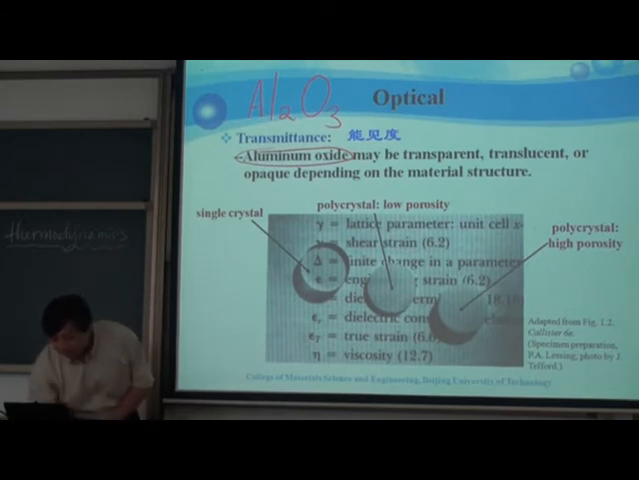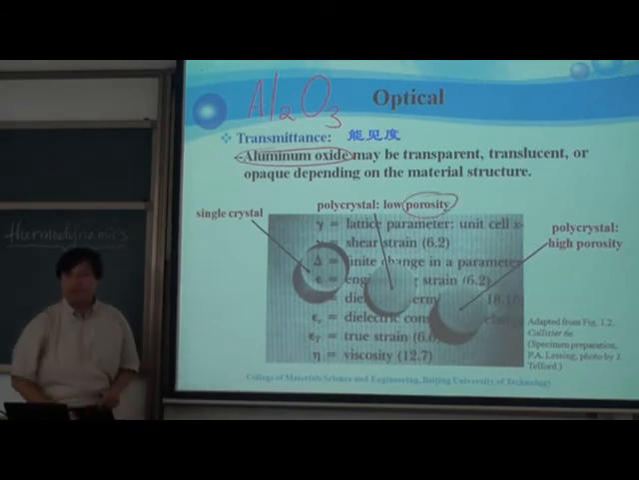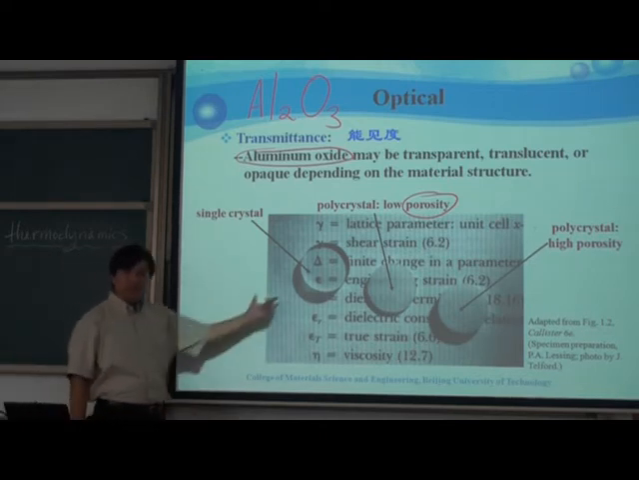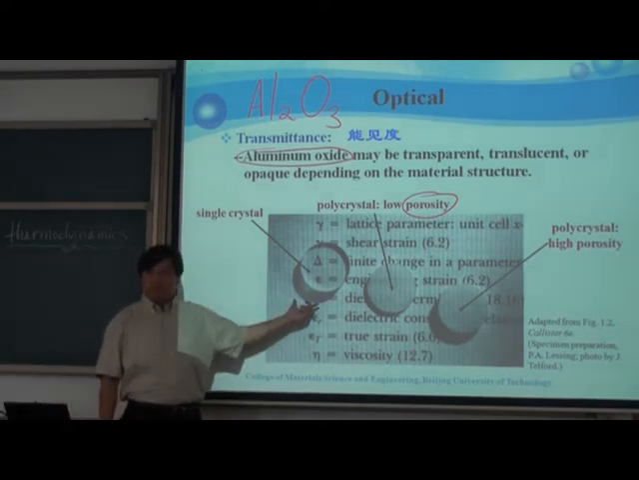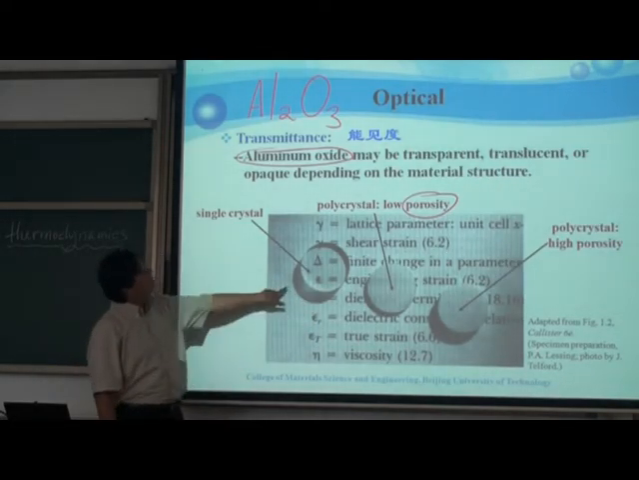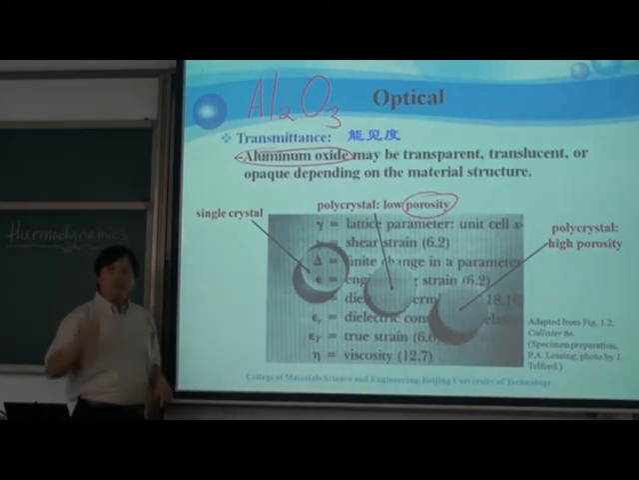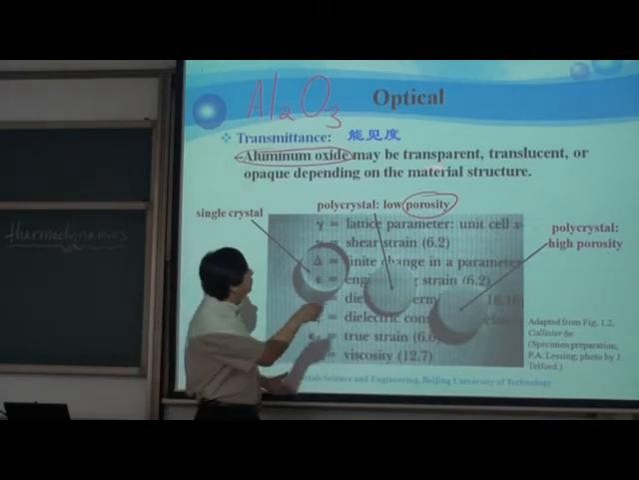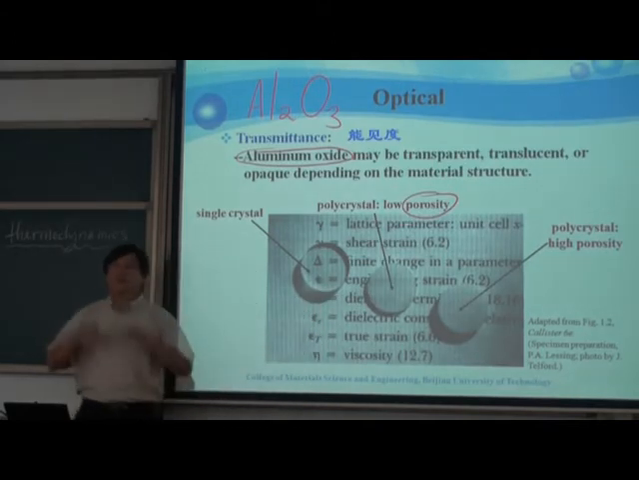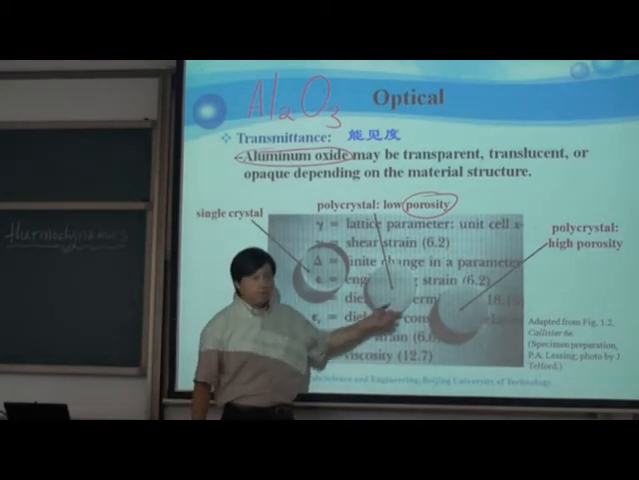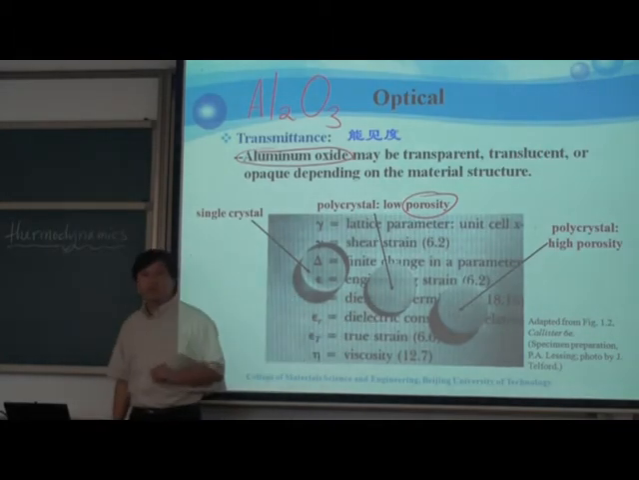什么叫 porosity 啊？你们的气孔含量。If there's no porosity, this is a single crystal. It's very good. You can see through it. If you make this aluminum oxide as a single crystal, the optical transmittance can be very good. It is transparent. Then if you have a certain level of porosity, a low level, not many pores, then that material can be made as translucent material.